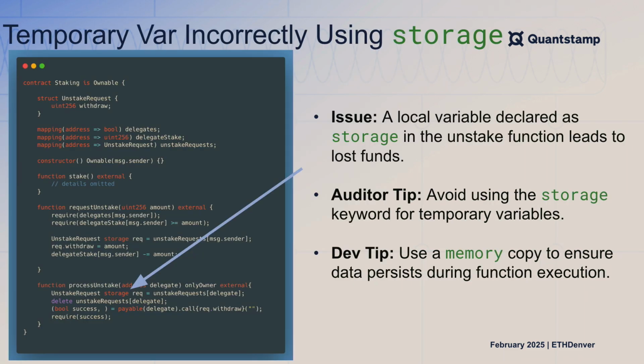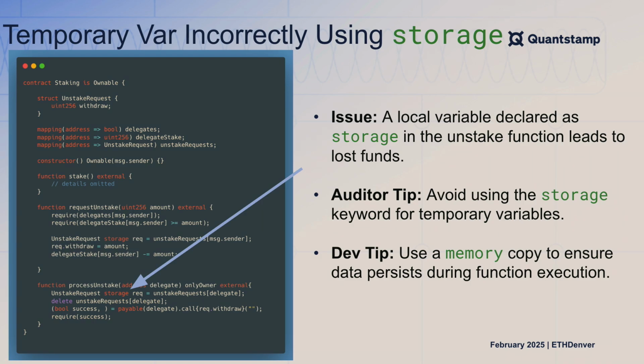All right, another instance that is kind of the inverse of this one is using storage variables in a function when you shouldn't. So in this instance, we have a staking contract, and we're going to say that we have a struct, which is used to determine how much ether needs to be withdrawn from the contract. In this bottom function here, we have the process unstake, where we're going to take the unstake request and store it in a variable within the function. And the bug here is that we use storage instead of memory to store that struct.